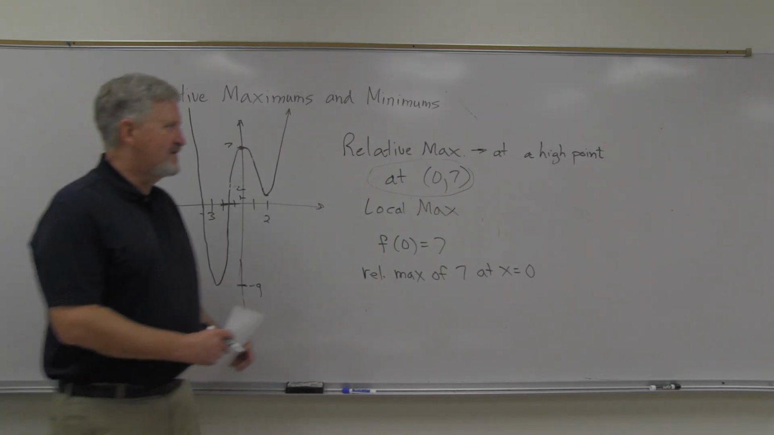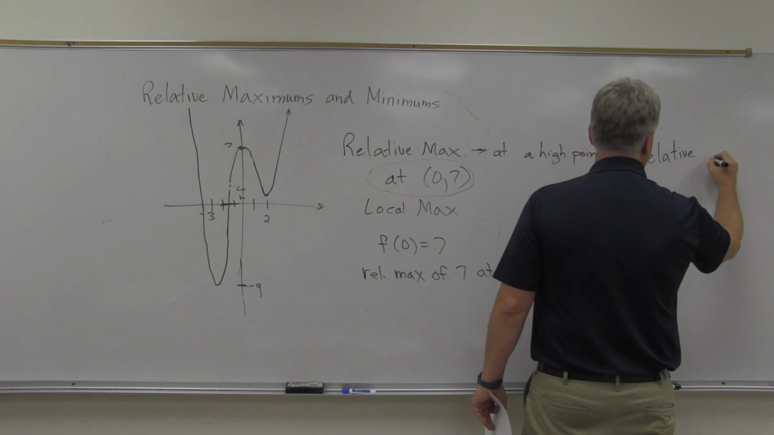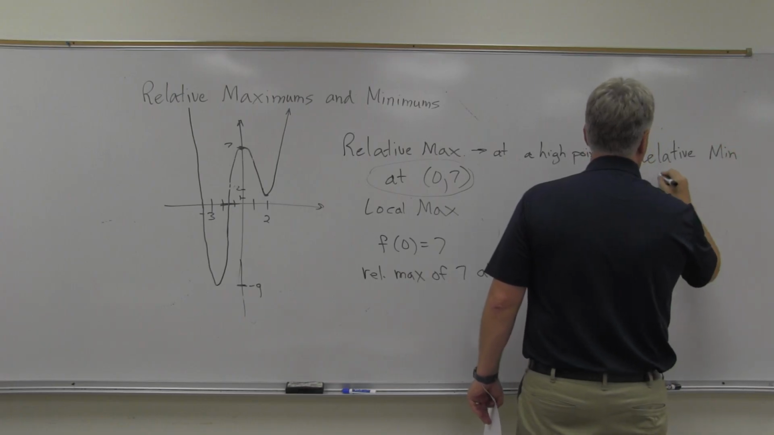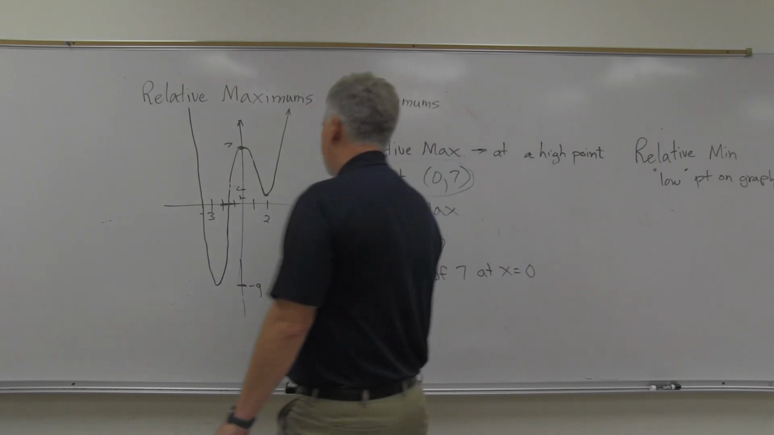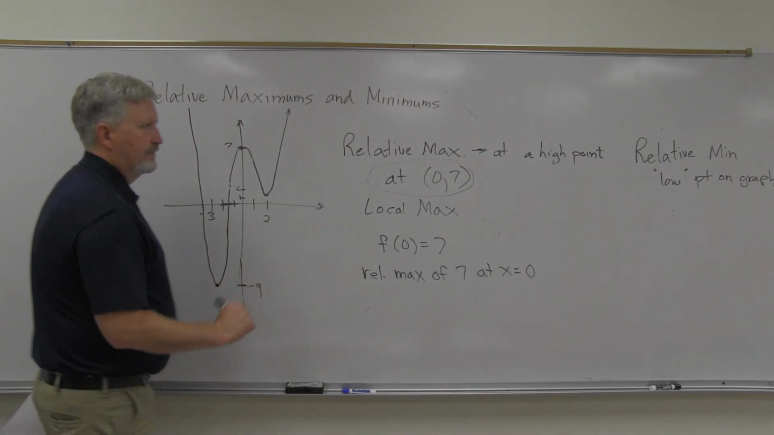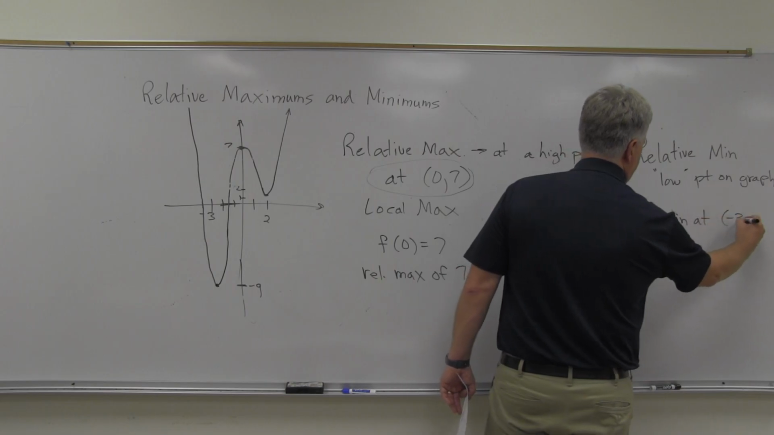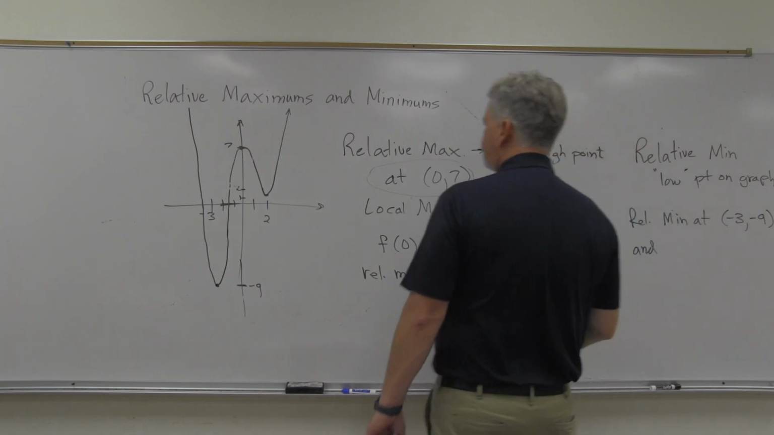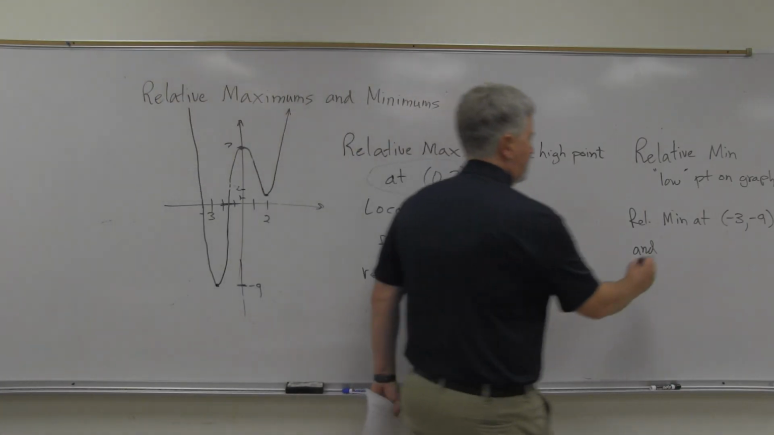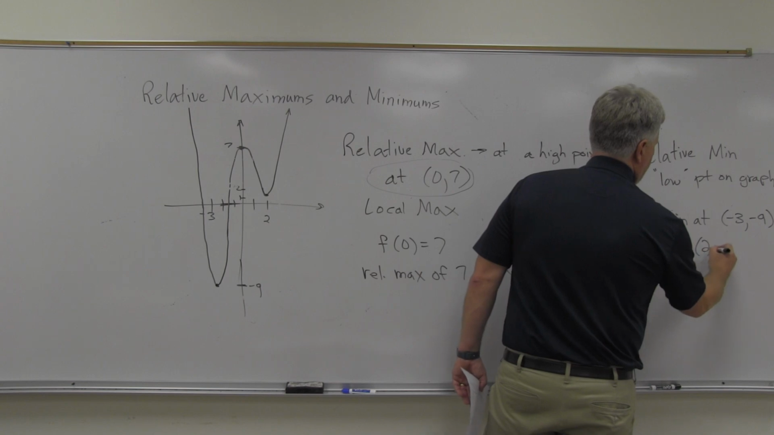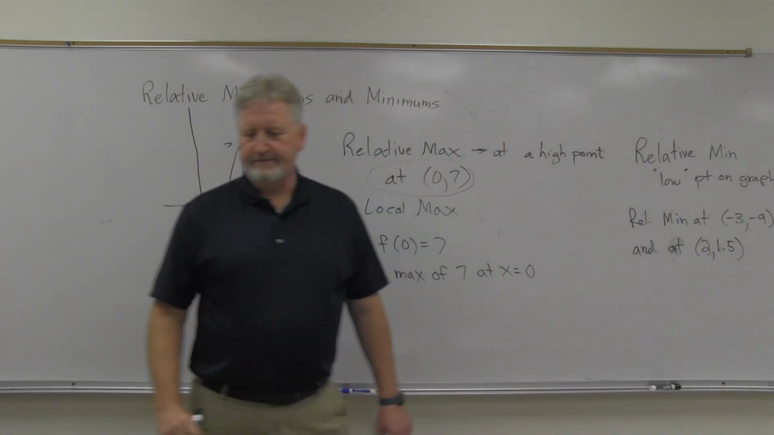Guess what? Relative min, on the other hand, guess what it is? A low point, considered of those around it. A low point of the graph is considered a relative min, and so what do we got here? This -3, -9, so I've got a relative min at -3, -9. But there's also another one here at the 2, and I believe it's 1.5, we'll call it. Oh, positive. Or however we need to phrase it.